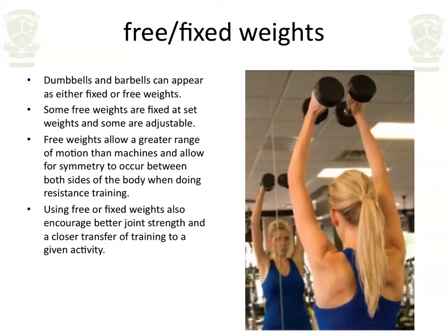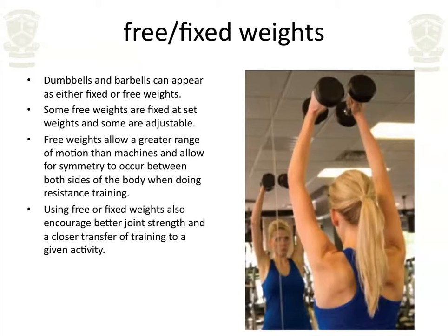Free or fixed weights, an example of this would be dumbbells. Sorry, I'll say that again. The dumbbells can appear as either fixed or free weights. So whether it be a dumbbell or a barbell, they're a free weight. They're not on a set guided path. They're going to be controlled by the person actually doing it.